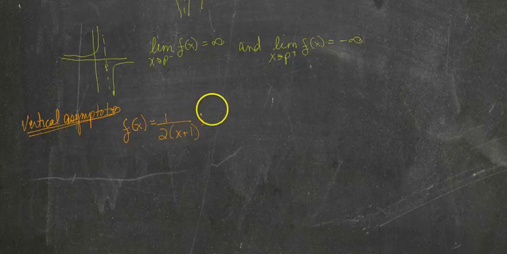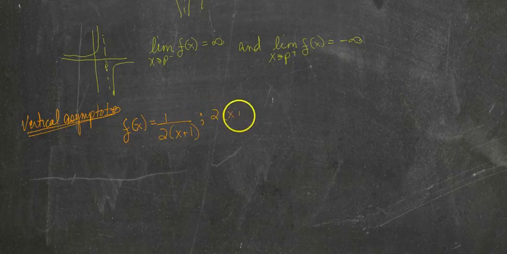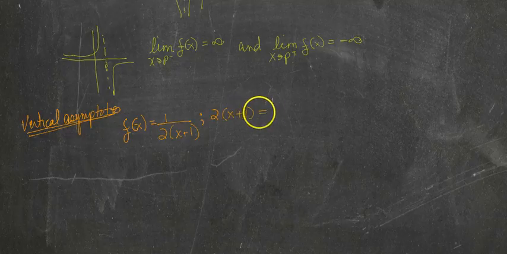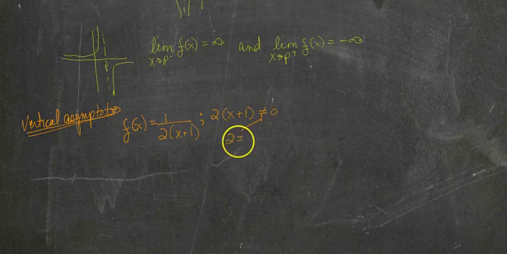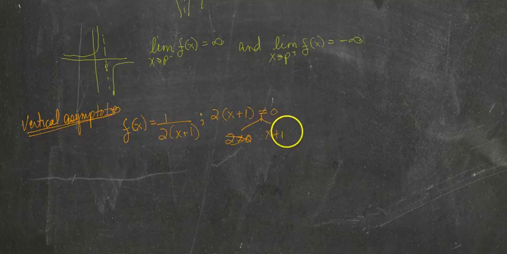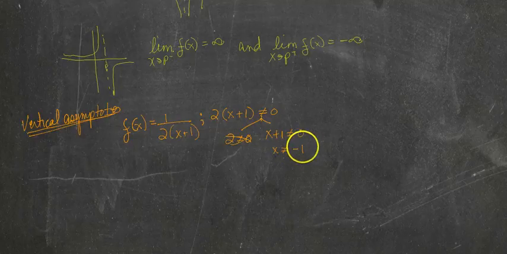So we want to say that 2 times x plus 1 can't equal 0. Well, in this case, we're talking about factors, right? We would have 2 can't equal 0, but 2 never does equal 0, so that's redundant. But x plus 1 can't equal 0 either. And so that means that x can't equal -1. So we know that we have a vertical asymptote at -1.